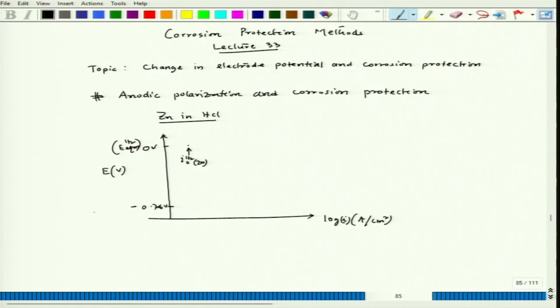And here it is E equilibrium for zinc, and this is also a standard reduction potential. Now, let's say this is my I0 of zinc on the zinc surface. I0, as you know, is the exchange current density. Now, if we follow the polarization plot, this is my E core, and this corresponds to I core. So zinc will corrode at the rate corresponding to the current density at this junction point. So let us extend this anodic part.